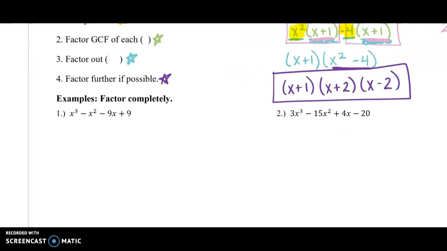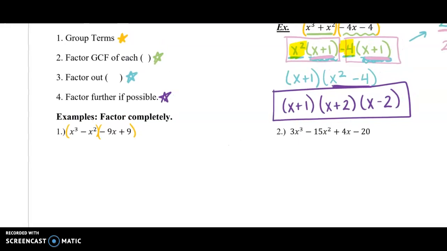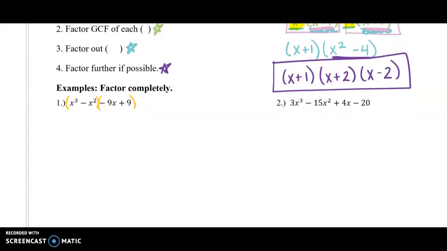So first thing that we do is we create our groups. Again, you always include the sign in that second set of parentheses. So we're going to include the negative with the 9. So I'm going to go ahead and factor out the GCF from each parenthesis. So x cubed and x squared, I can take an x squared out and I would be left with x minus 1.